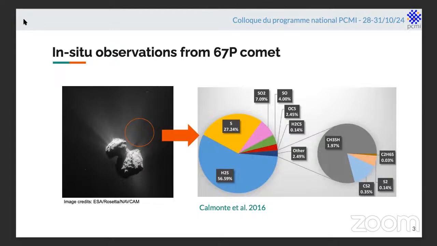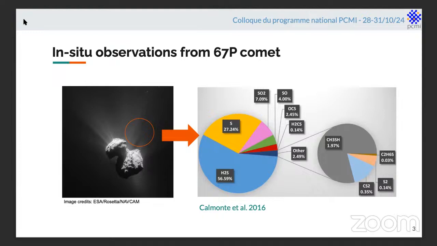As I mentioned, comets give us a hint on what could be processed during the star formation. We had in situ observations with Rosetta on comet 67P, and we have a lot of measurements of molecules that come from the coma. It's important because it's a photodesorbed product, so it might be fragments of something bigger on the surface.